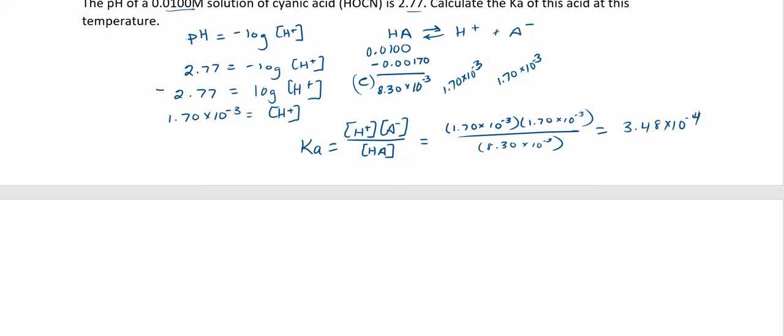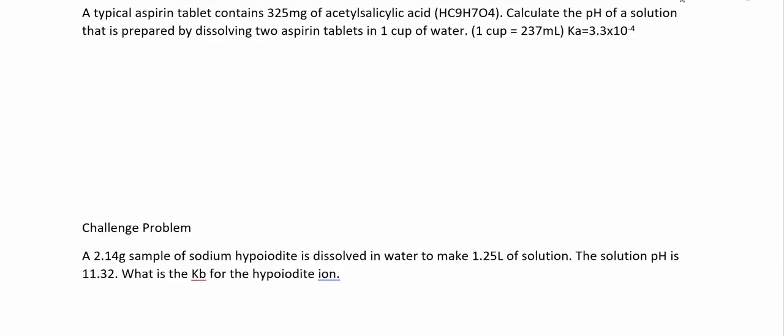Close enough. For the next one, we're going to be working with an aspirin tablet. So if we have 325 milligrams, then that means we have 0.325 grams. Calculate the pH of a solution that is prepared by dissolving 2 of these tablets in 1 cup of water. Well, if I have 2 of these, then 0.325 times 2, that means I have 0.650 grams of acetyl salicylic acid. I need to convert that into moles.